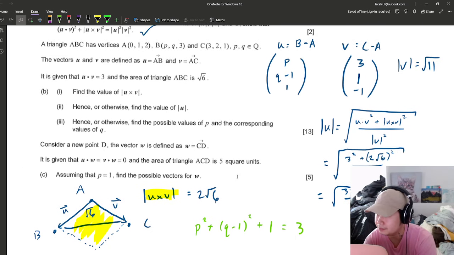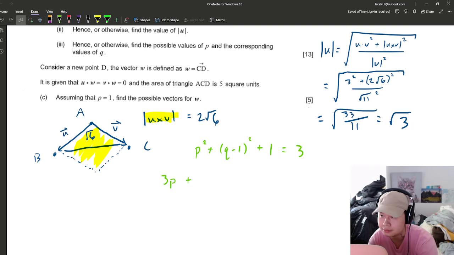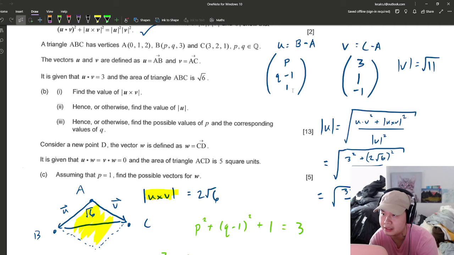Then we need a second equation, and for that, I know the dot product is 3. So in other words, if I dot these two, I should get 3. That's our second equation. So 3p plus 1, okay.